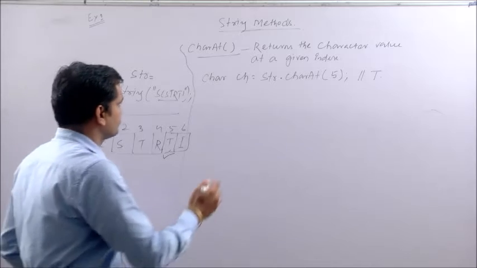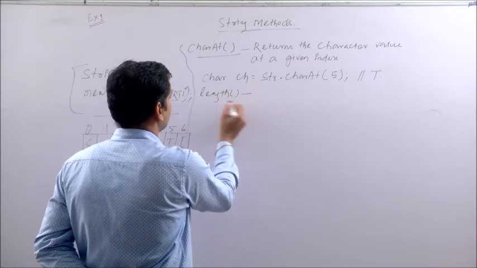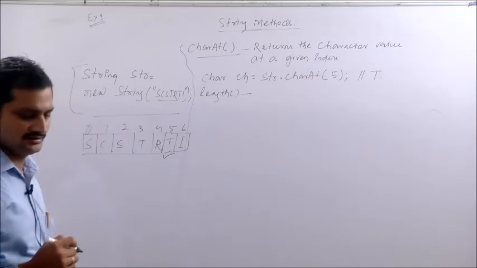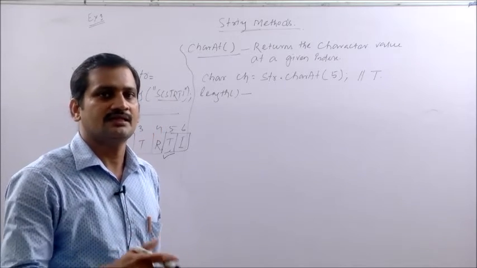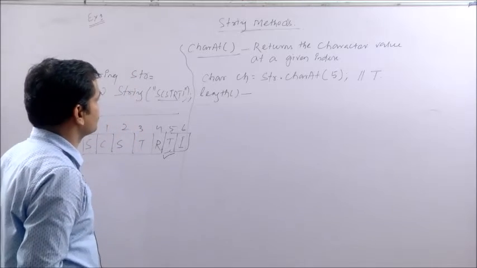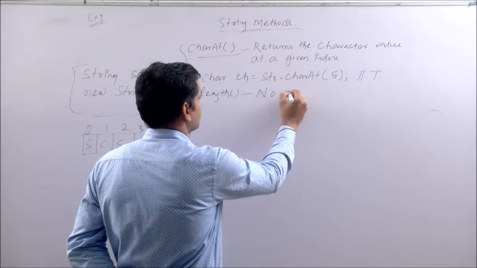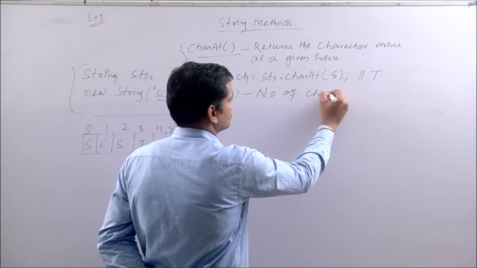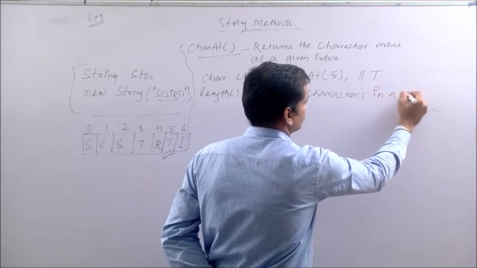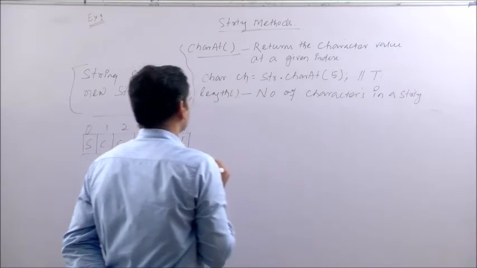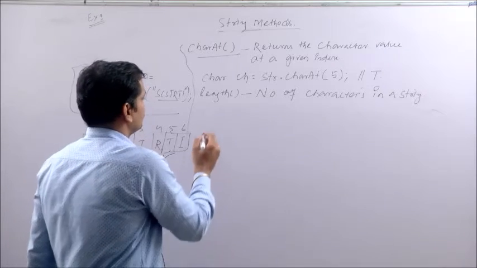The next is length. You know about the naming conventions of the methods. Every method starts with a small case alphabet, and any following word starts with a capital alphabet. Now the next string method is length. It is going to give you the number of characters present in a string. If suppose I want to know how many characters are present in this string str, then I may use it like this.